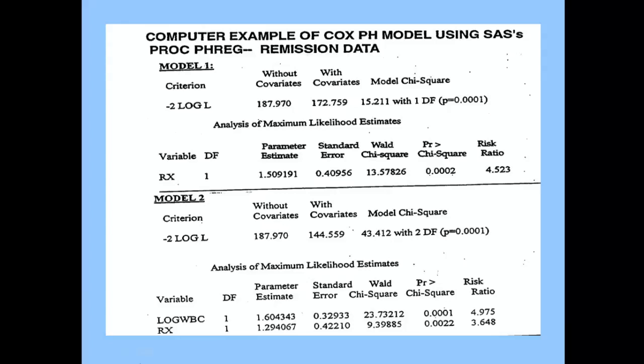So e to the 1.294 turns out to be 3.648. That's what it turns out to be. Now, even though this says risk ratio, the most current version will have hazard ratio over here. It'll be e to the beta. So what is 3.648? That's the hazard ratio for this remission time data when you're controlling for log white blood cell count and you're comparing the treated group with the placebo group.